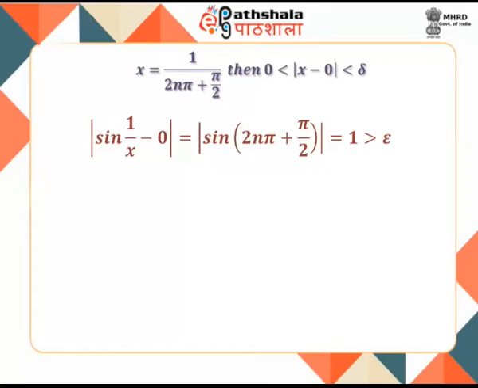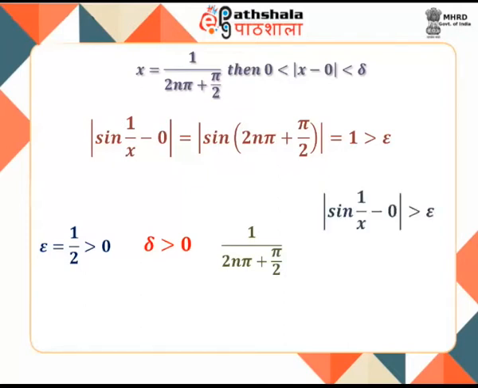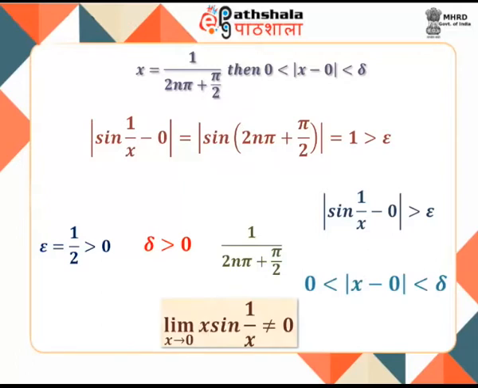Therefore, for epsilon equal to 1 by 2 greater than 0, for every delta greater than 0, there exists some point x equal to 1 by 2n pi plus pi by 2, for which modulus of sine 1 by x minus 0 is greater than epsilon and modulus x minus 0 is greater than 0 but less than delta. Hence, limit x tends to 0 of sine 1 by x is not equal to 0.